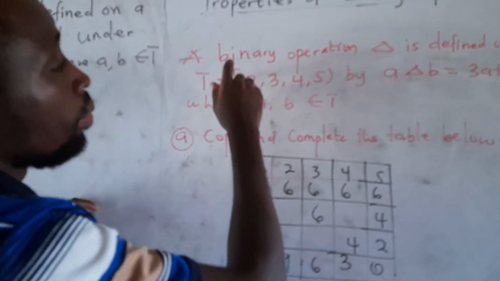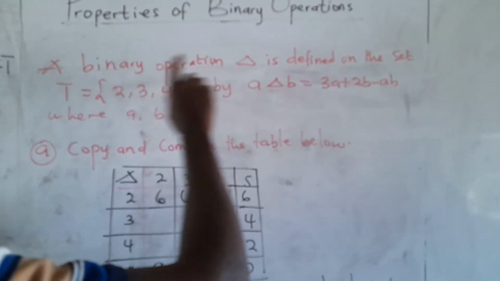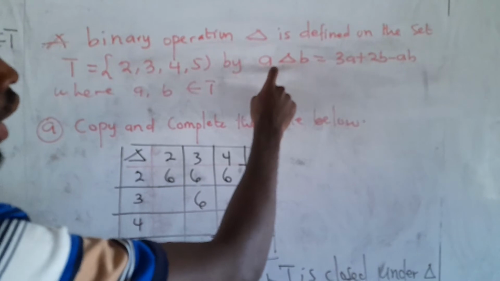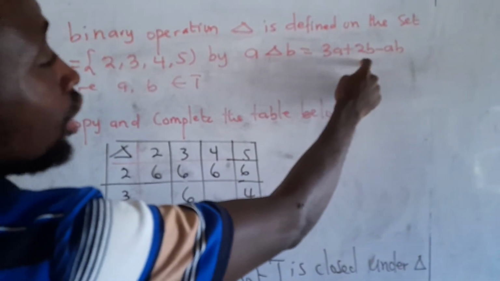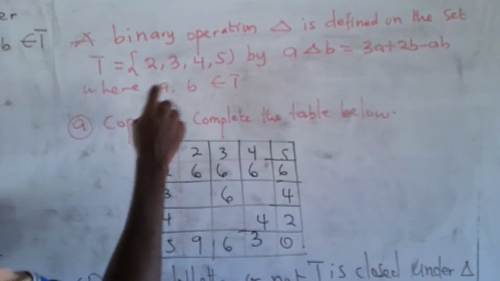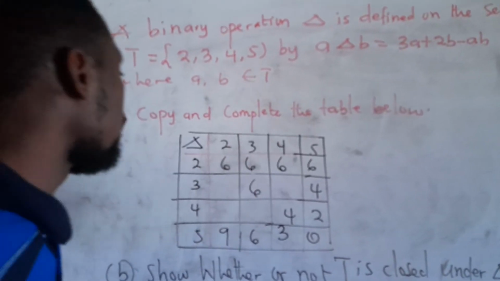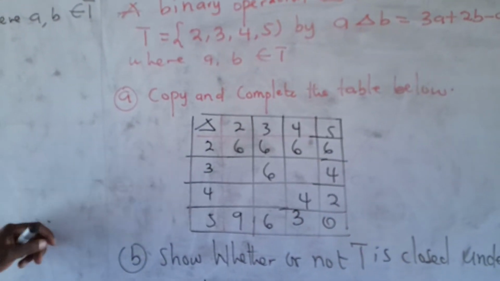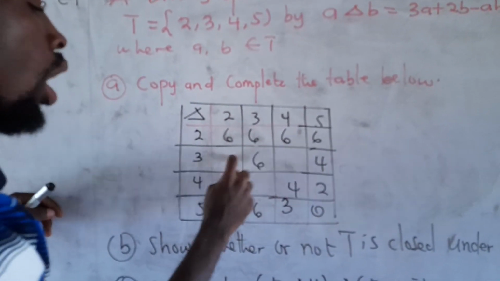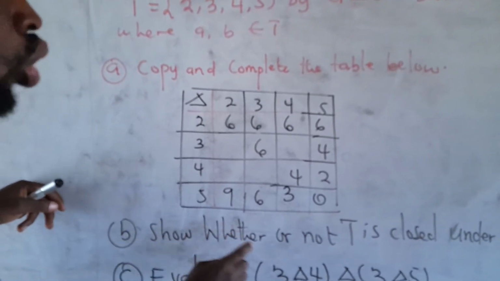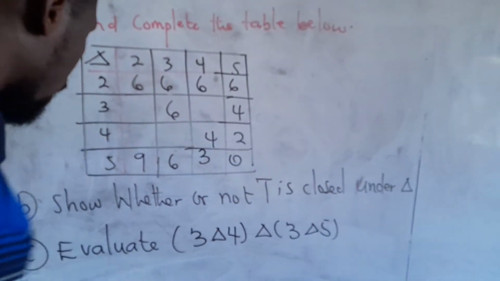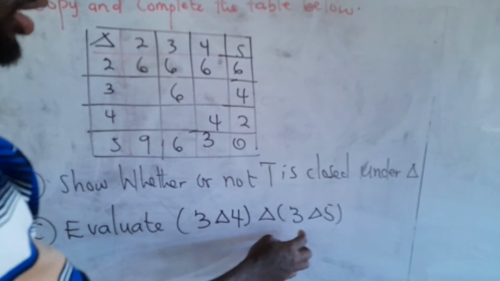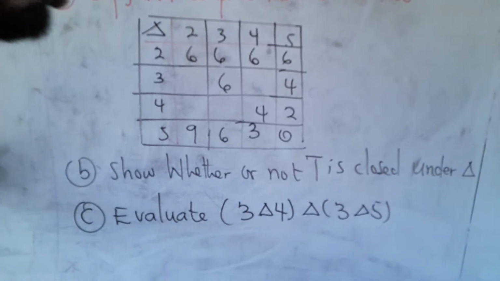So look at this question. They say a binary operation delta is defined on a set T equal to {2, 3, 4, 5} by A delta B equal to 3A plus 2B minus AB, where A, B are members of T. Copy and complete the table below. So this is the table. We are going to complete this table to find these 1, 2, 3, 4 values. Then it says show whether or not T is closed under delta. Then C, we should evaluate (3 delta 4) delta (3 delta 5), also in brackets. So how do we go about it?